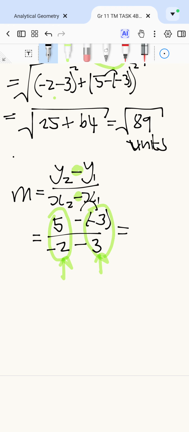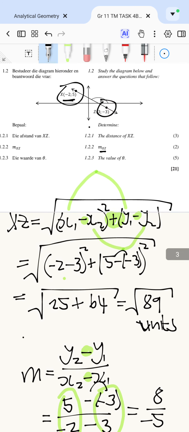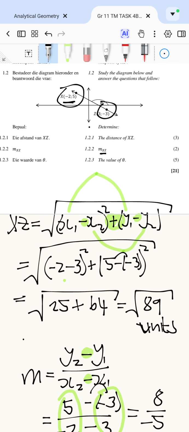5 minus minus is plus. So 5 plus 3 is 8. And minus 2 minus 3 is minus 5. So we've got the gradient of our line that we have over there. Next, they're asking, let's see quickly if I can erase what I've written.